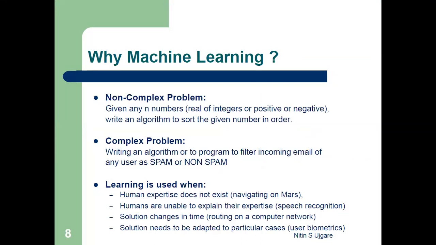So why machine learning? Machine learning is required to solve many complex problems. It is not feasible to solve these complex problems by writing traditional algorithms or programs. So the problems are divided into two types, the non-complex problem and the complex problem. Let us first discuss the non-complex problem. Given any n numbers, which may be real or integers, positive or negative, our objective is to write an algorithm or program to output all input numbers in sorted order.